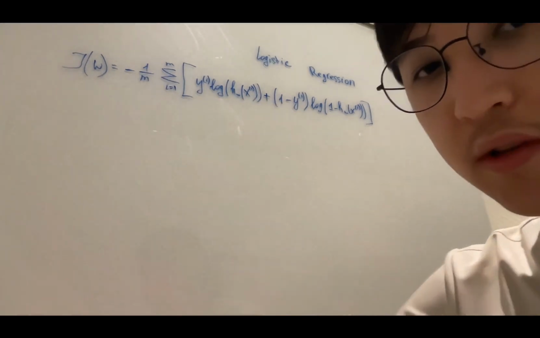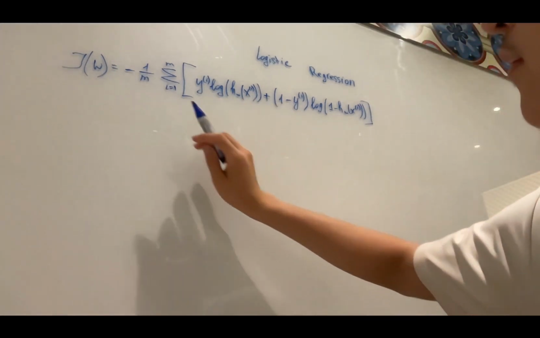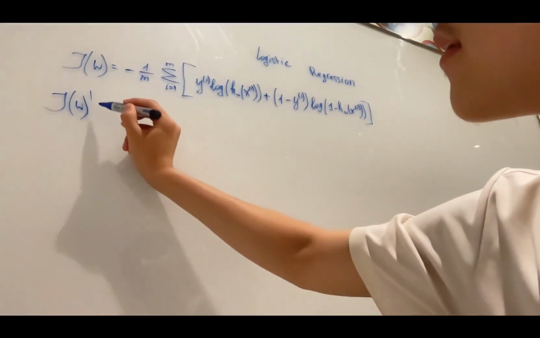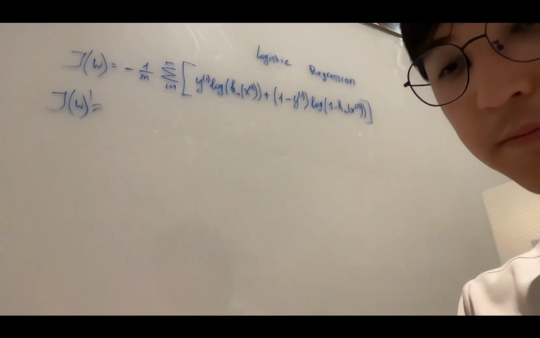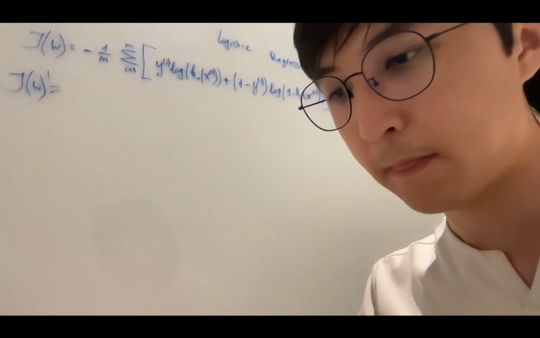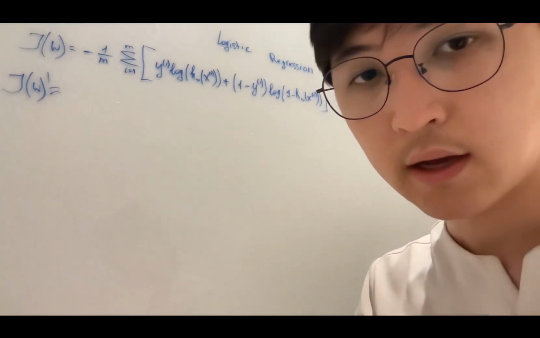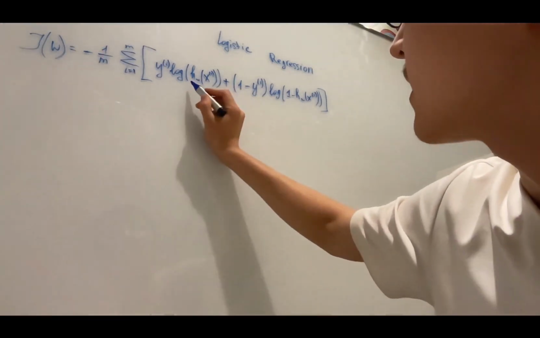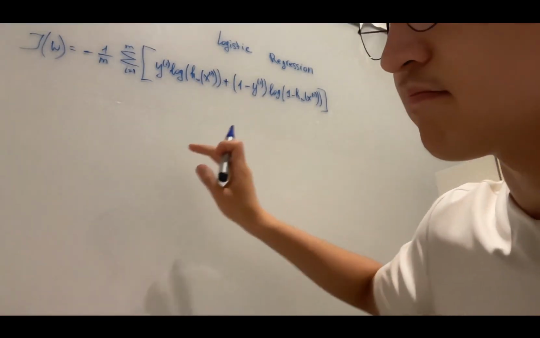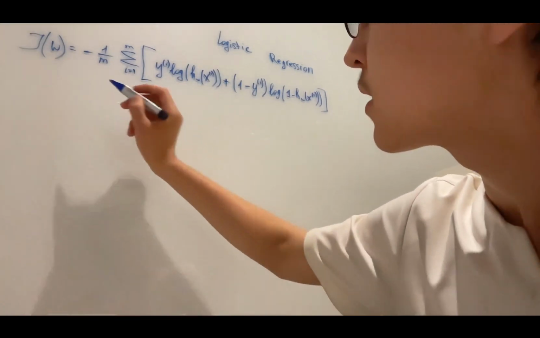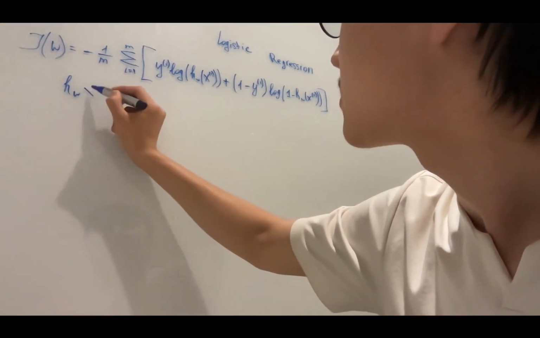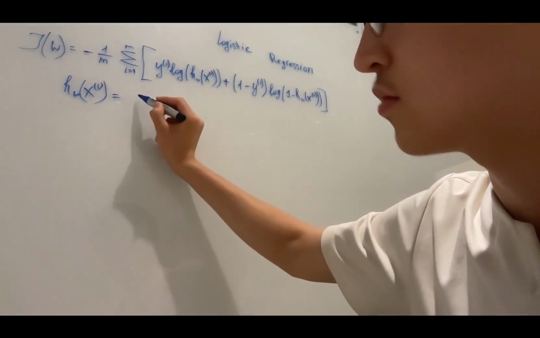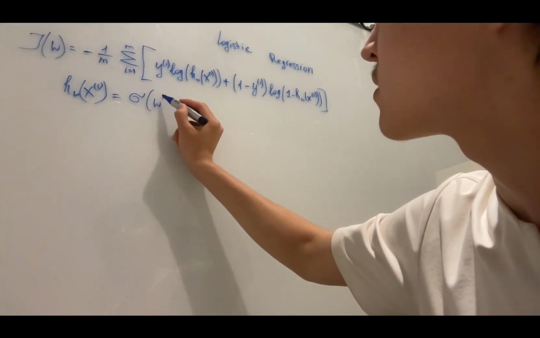And what we need to do now is find the derivative with respect to weight. It's too long, but I will give some hints. Let's find the derivative of this one, and then the other thing is much easier. So h_weight(x_i) is equal to sigmoid of weight transpose x.